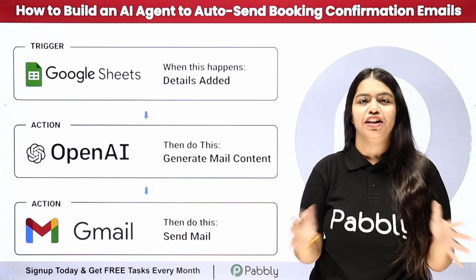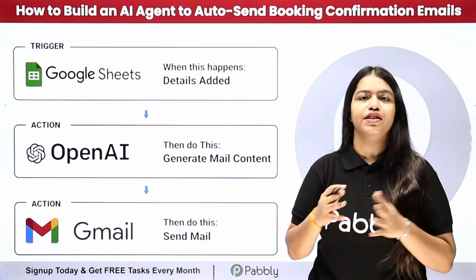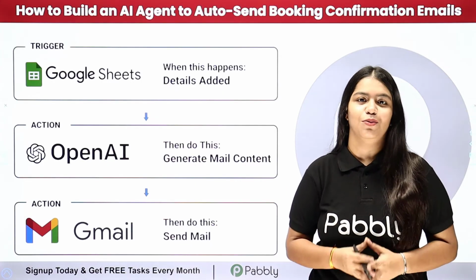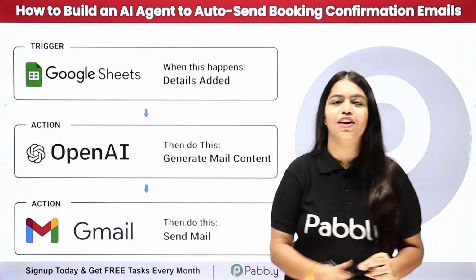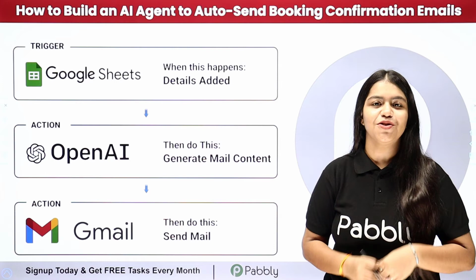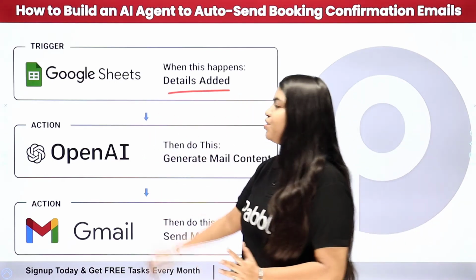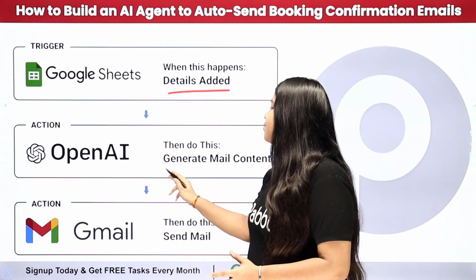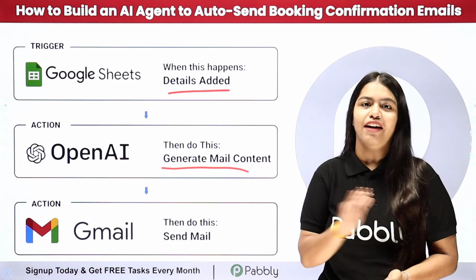So over here I am running a travel agency and we also regularly receive bookings from different sources, and sending them emails manually is such a time consuming task. So to solve this problem, I have simply created this amazing automation where, as soon as I add the booking details into my spreadsheet, automatically my AI agent, which is OpenAI, is going to generate me the mail content, and then further we can send it to our clients.